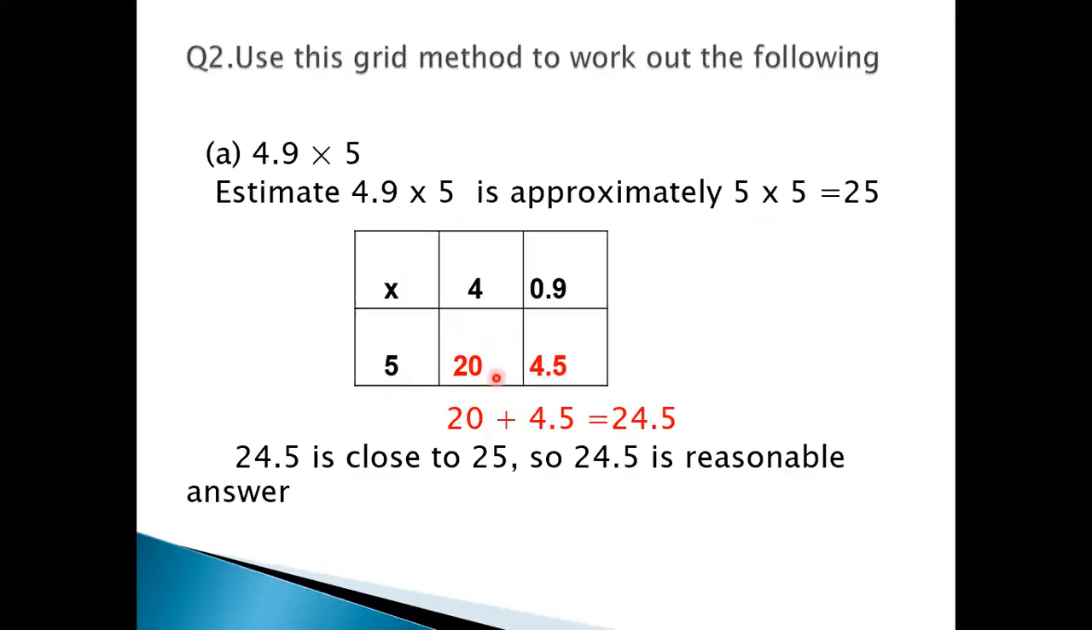Do the addition of the red numbers. You can see these numbers are written with red ink. 20 plus 4.5 will be 24.5. So 24.5 is the exact calculation answer, which is a reasonable answer and closer to 25. It means we are going to do all these parts in the same way, with the approximation estimation method and the exact calculation method. Then we will understand that the number is closer to the given answer.